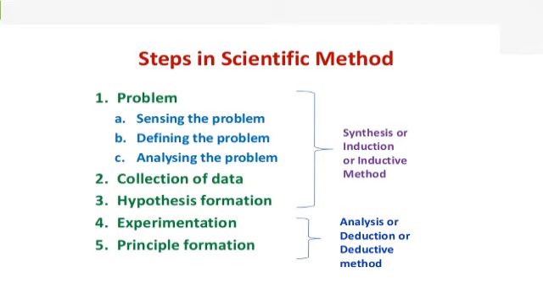Now the second step is collection of data. Basically, the collection of data is based on observation, and we know that observations are made with the 5 senses of vision, hearing, smell, taste and touch. So there are 2 different types of observation in the scientific method. Number 1, qualitative observation, and number 2, quantitative observation.